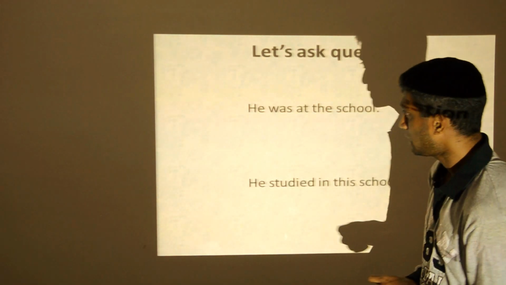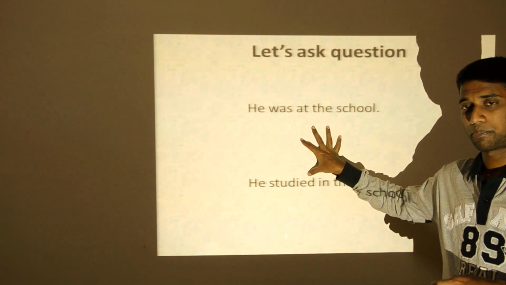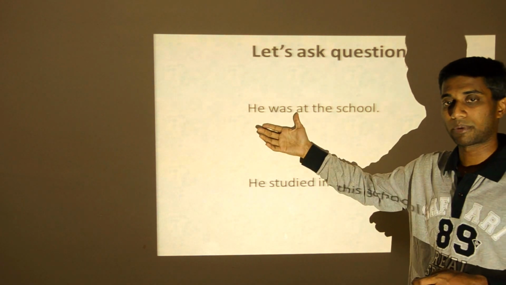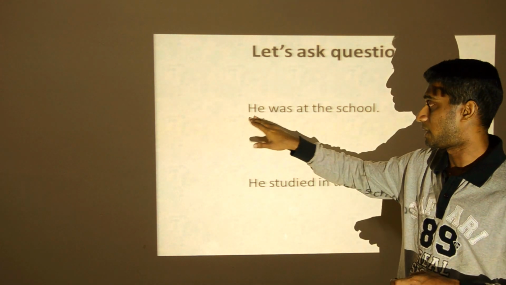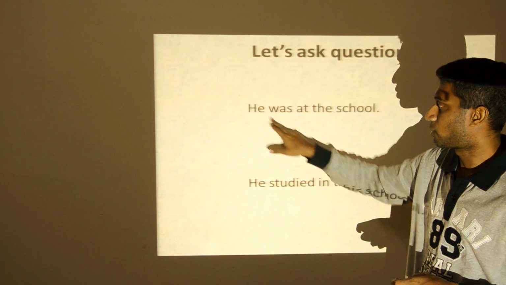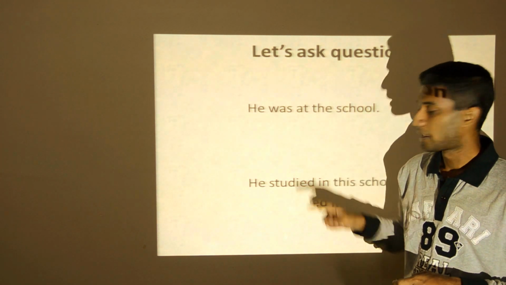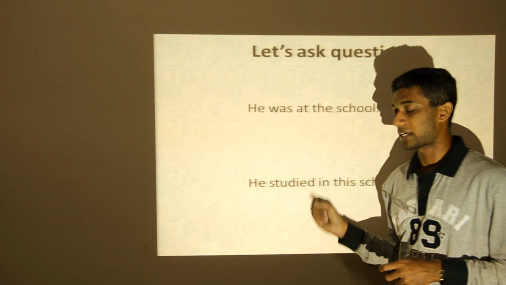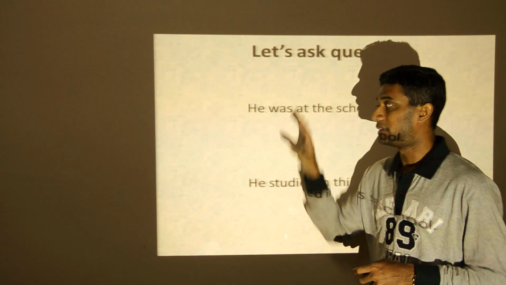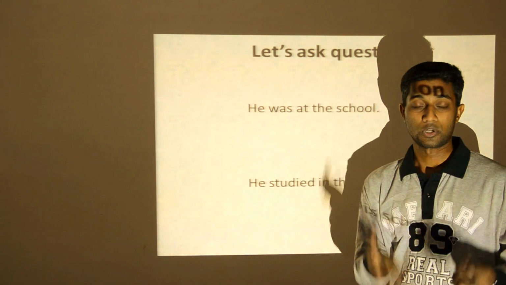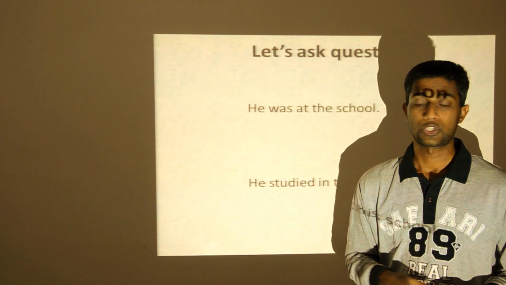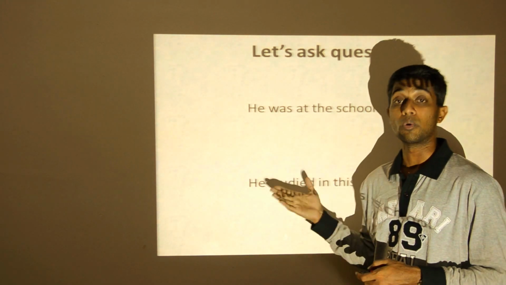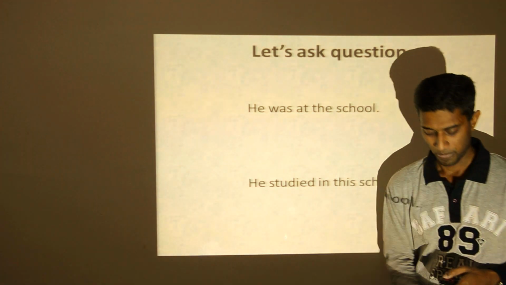Now here are two examples, one with the be verb and another with the main verb. He was at the school, so we have was, the be verb. And then we have he studied in this school, so this is not the be verb. I'm going to show you how to form questions when you have a be verb and when you don't have a be verb in a sentence.